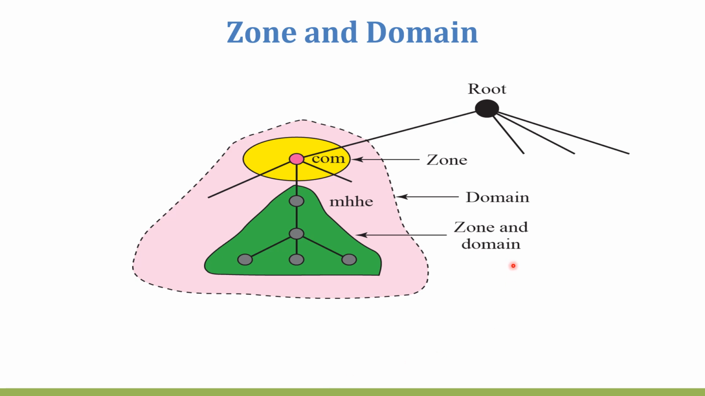A zone refers to a portion of the DNS domain space that is managed by a specific DNS server or administrator. It is essentially the part of the DNS hierarchy for which a particular DNS server is responsible. A zone can consist of one domain or a portion of a domain, and it includes the records for all the names within that part of the domain. Zones are created by delegating authority over specific subdomains to different servers or administrators.